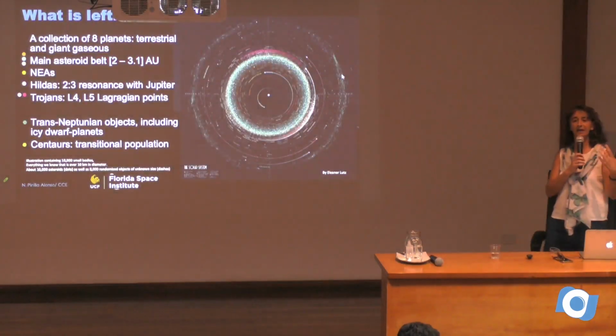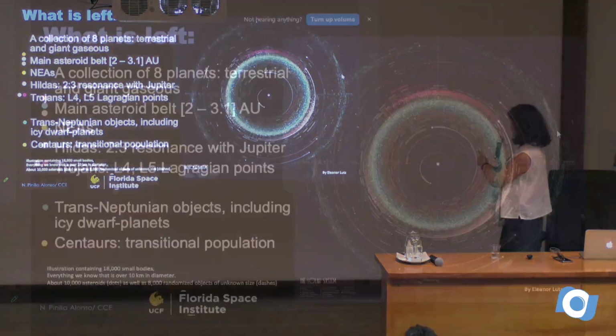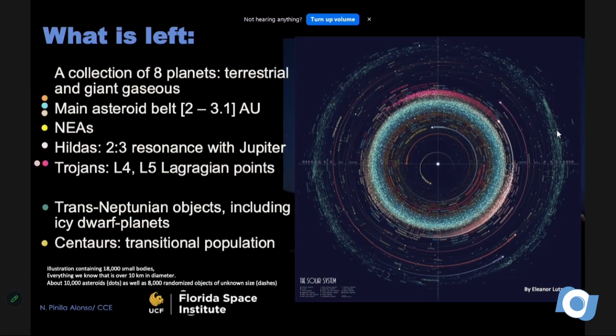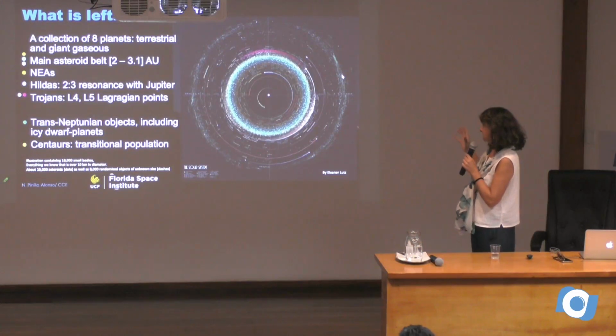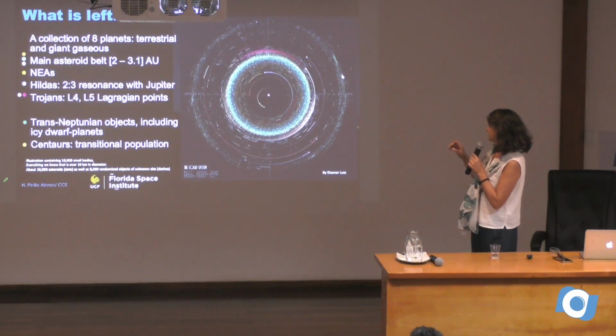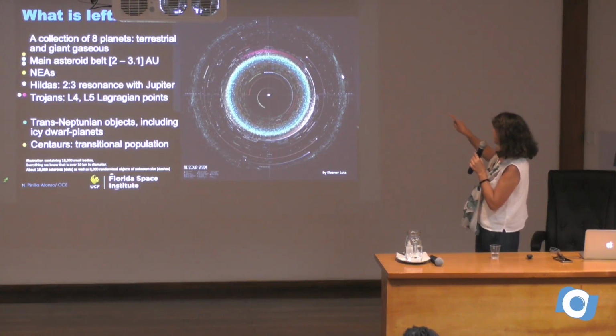So what is left after all this rock and roll? I love this illustration. It comes from Eleanor Lutz, who has a lot of amazing things on her web page. And what she is representing here is 18,000 small bodies. Of course, these are not all of them, but this is everything that has more than 10 kilometers in diameter, measured or estimated. And it contains about 10,000 asteroids that are represented by dots, and 8,000 randomized objects. We don't know the size exactly, and they are represented by dashes.